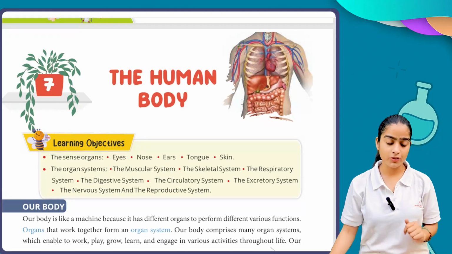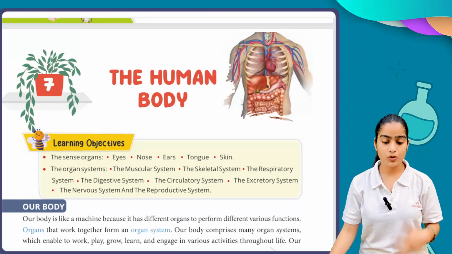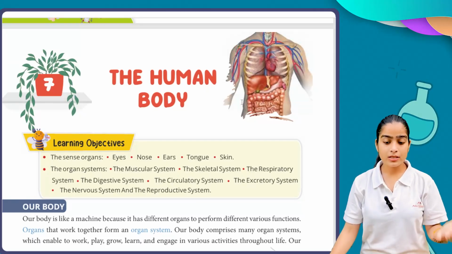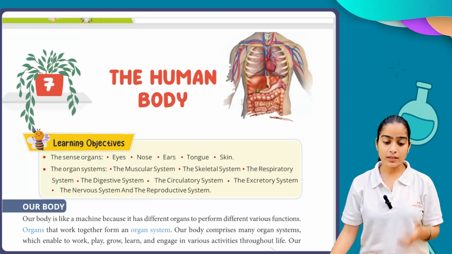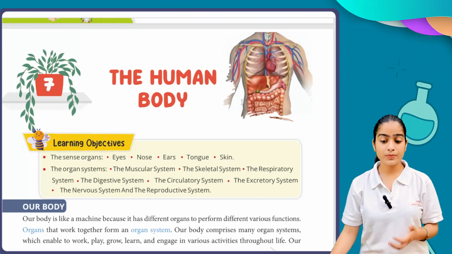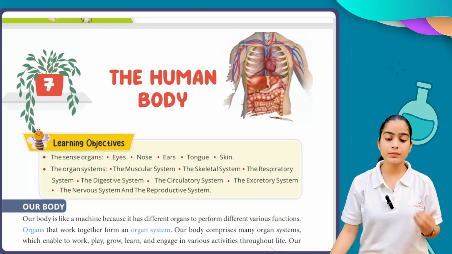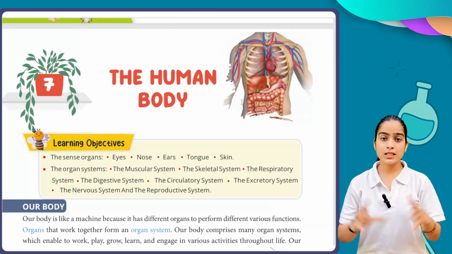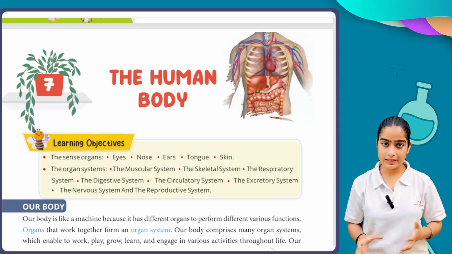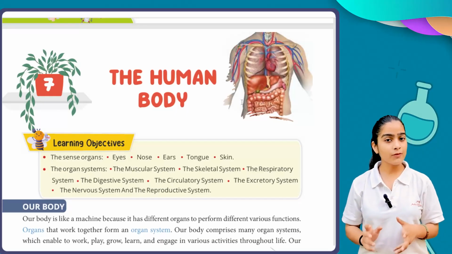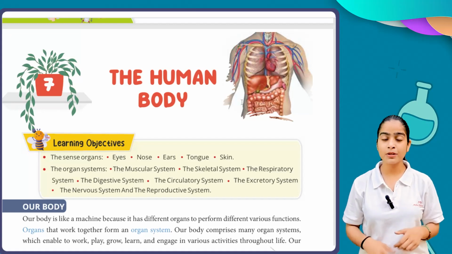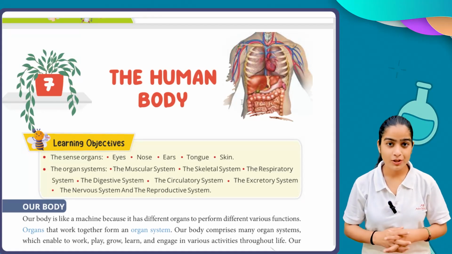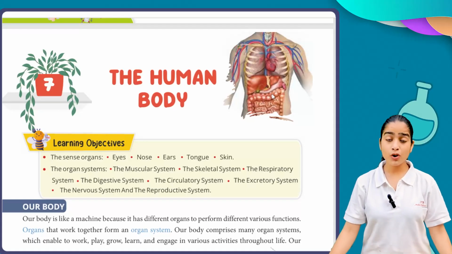After this we are going to learn about the organ systems. The organ systems are your muscular system, skeleton system, respiratory system, digestive system, circulatory system, excretory system, the nervous system and the reproductive system. These are the systems we have to learn in this chapter. You may feel it is difficult before starting, but don't worry, this is a very easy and interesting chapter and we will enjoy it as well. So let's get started. First of all, our body.